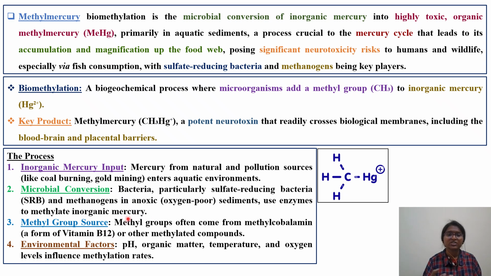So where is this methyl group coming from? It is coming from methylcobalamin, which is a form of vitamin B12, or other methylated compounds. The environmental factors favorable for this transformation are pH, organic matter, temperature, and oxygen levels, which influence the methylation rate. Whether the methylation takes place at a faster or slower rate depends on these environmental factors. Okay, so anoxic, oxygen-poor sediments.